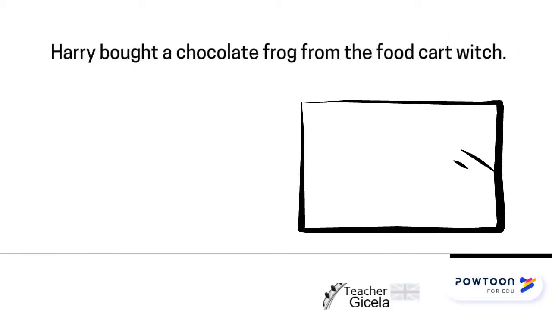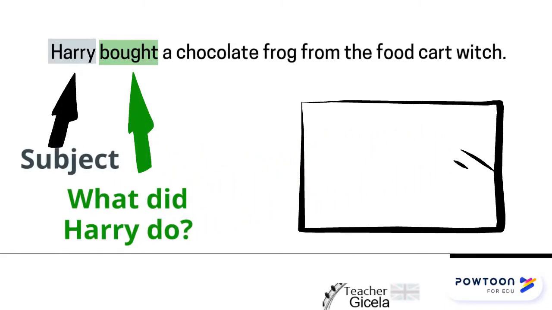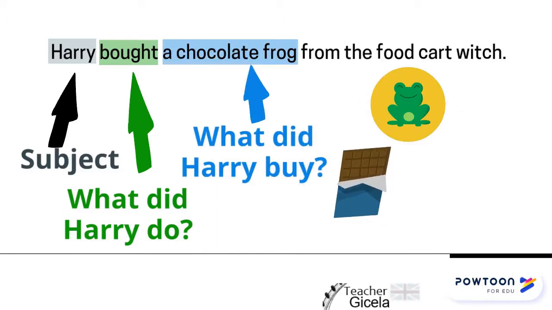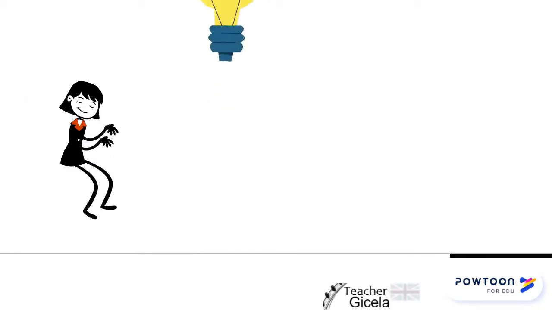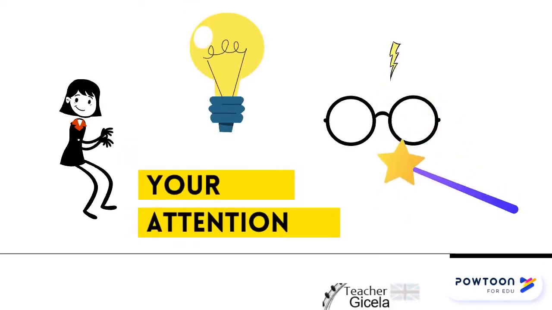Now, another example. Harry bought a chocolate frog from the food cart witch. Subject, Harry. What did he do? Bought something. What did he buy? A chocolate frog. Getting closer? Hope so, because the next step is to really think about the sentence ahead. Pay close attention to this sentence.